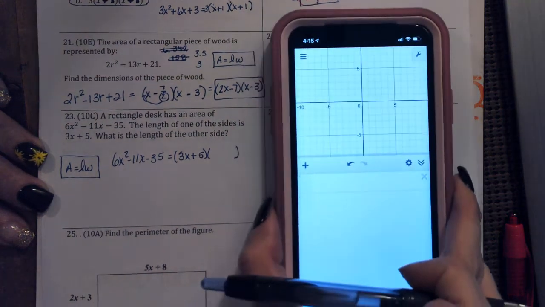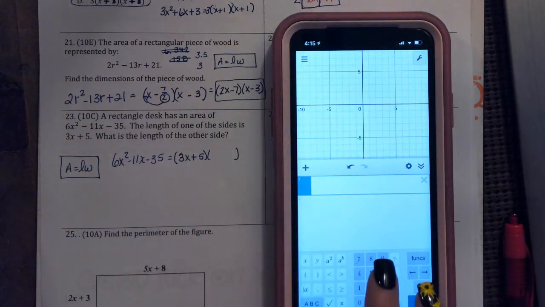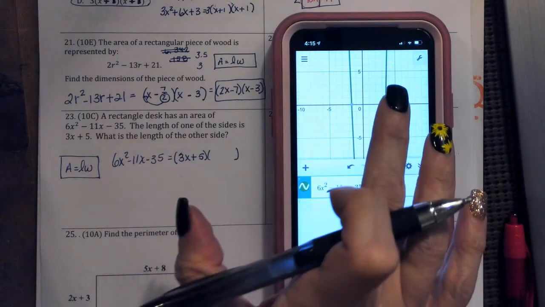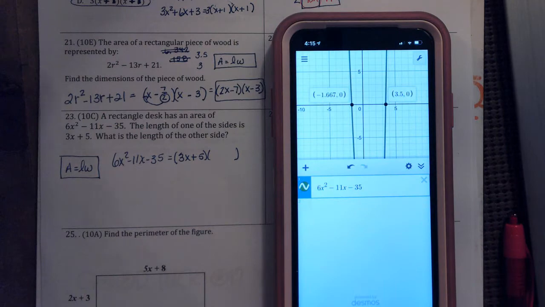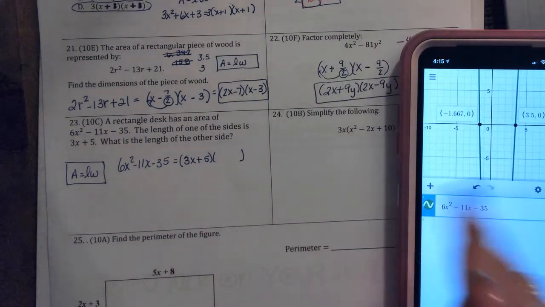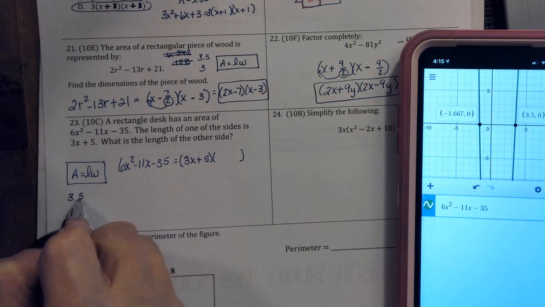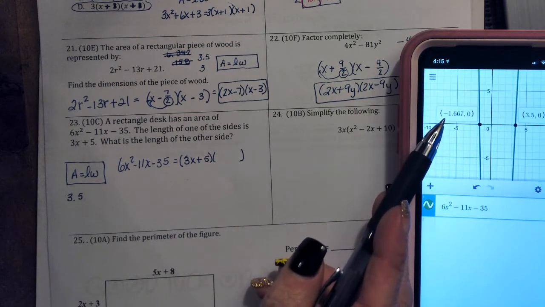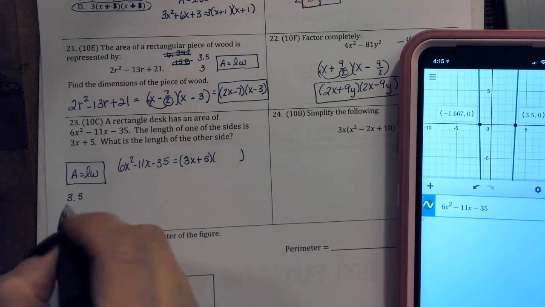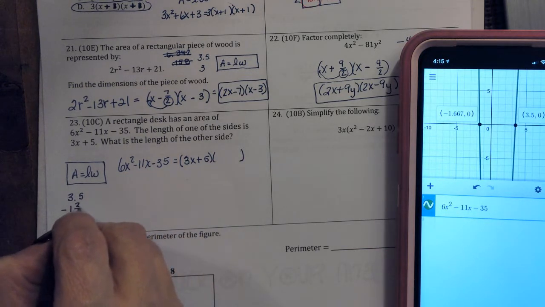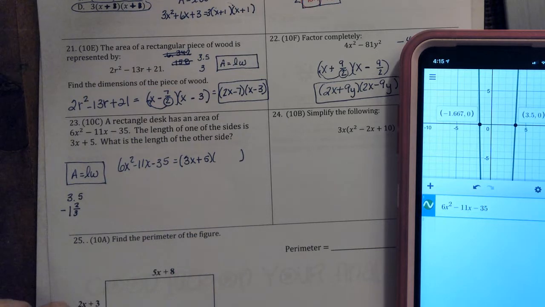Okay, so let's put in here 6x squared minus 11x minus 35. Okay. There are our zeros, so I'm going to set that to the side over here. I'm going to come over here. They're at 3.5 and negative 1.6667. I need to know that when you have repeating sixes, that's one of the thirds. 1/3, 2/3, whatever it might be. So this is like negative 1 and 2/3, right? When you repeat 0.666, that's 2/3.